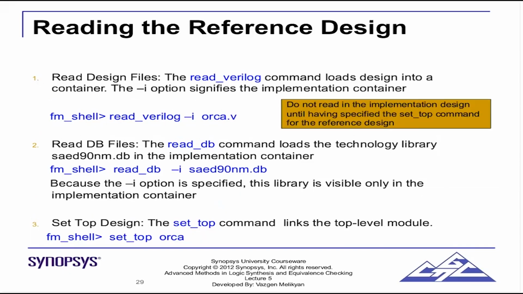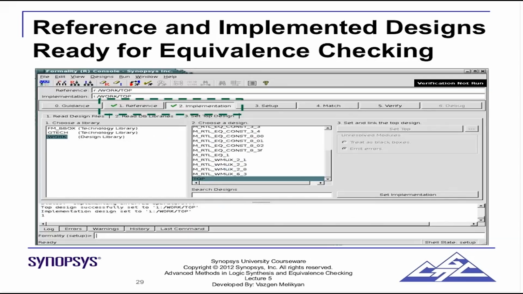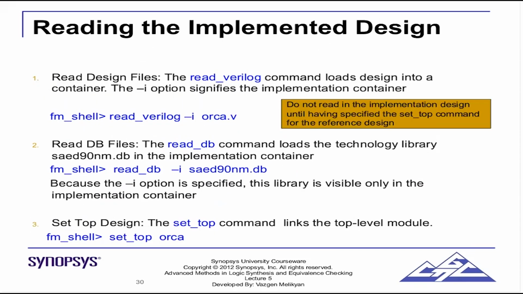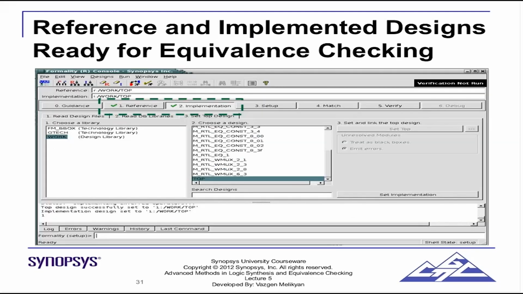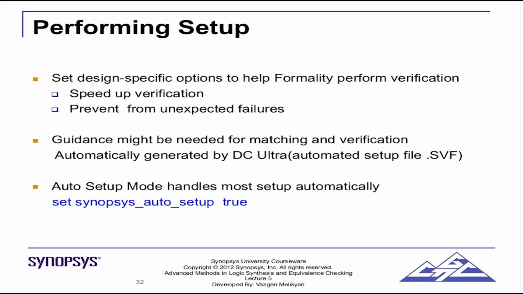Now, let me show you. In the GUI, as soon as you read the reference, if it's read correctly and the top level is set correctly, there will be a green mark appearing here showing you that you have read the reference correctly. Same thing goes for implementation. These buttons tell you at what step you are flow wise and whether that step has gone correctly or not. Implementation design, you read it like this, you give the -i option. This is the warning here: do not read the implementation design until having specified the set top command. Okay, these reference and implementation designs are ready for equivalence checking because there's a tick mark at both places.